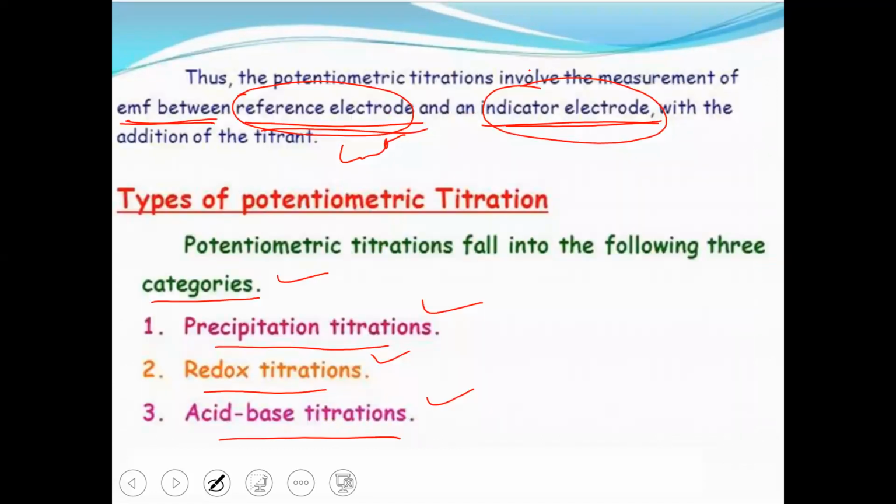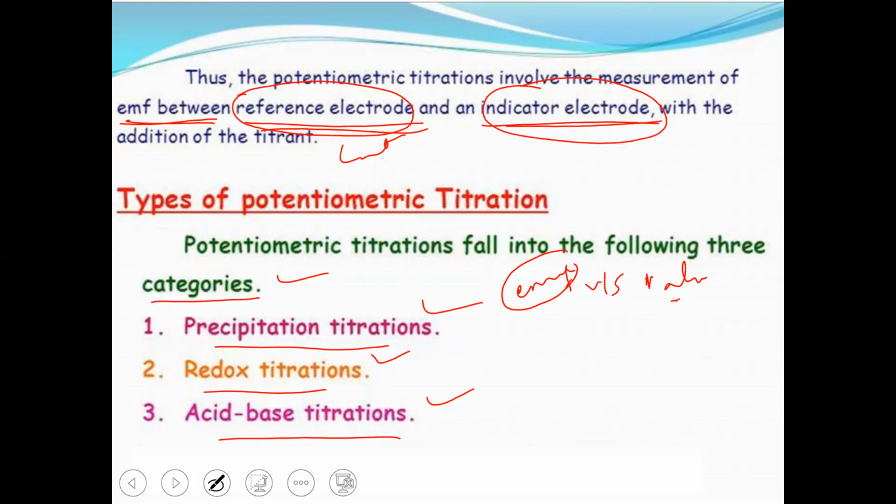And after completion of the titration, after completion of this experiment, you can plot the EMF values obtained from the experiment, that is EMF versus the volume of solution which is present in the burette. Then you can easily get the end point of these solutions. So this is about potentiometric titrations. This is a main topic in electrochemistry.